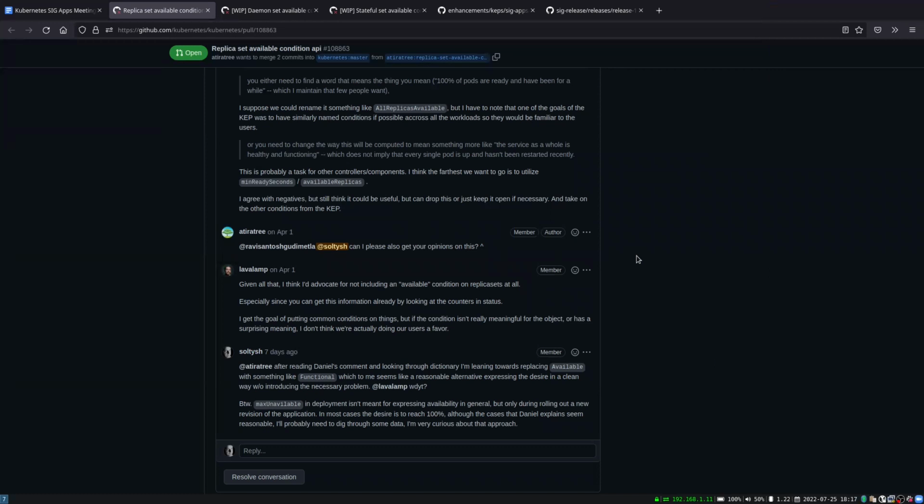Yeah, I think it's a good idea that it would depend on the logic of the replica set. And I suppose if you can put any threshold you like, it could also be independent of the rollout.